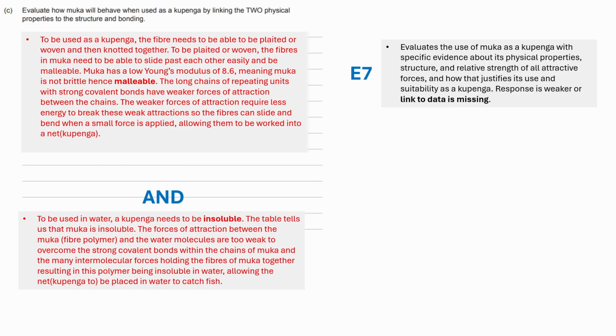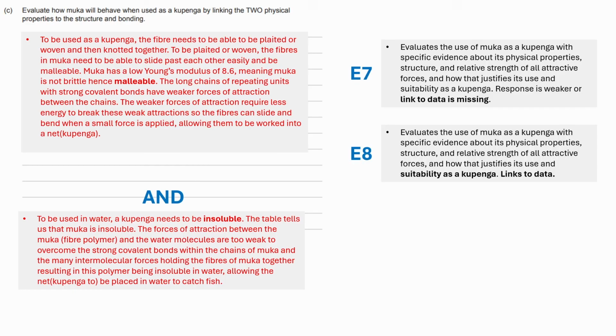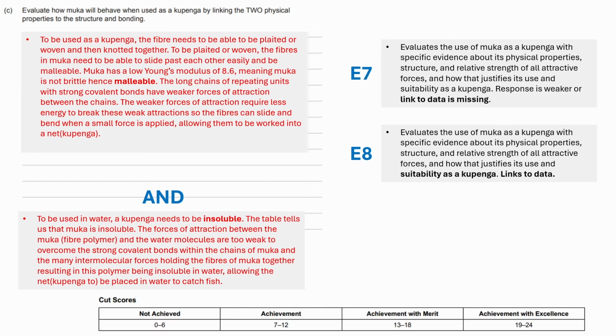If you had some data missing. With the E8 here, you actually need to justify its suitability as a kupinga or a net. So you need to say it will be suitable as a net because it's insoluble. And we know it's insoluble because these chains don't have as strong an attraction to the water as they have to each other. And we know it's insoluble because they told us in the table. You use that same argument to say why it's malleable. So you've got those multiple ideas. We're given data, but we're explaining the particles and linking it to what it's used for. That's what gives us the excellence.